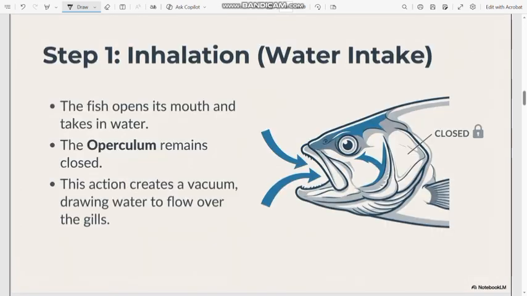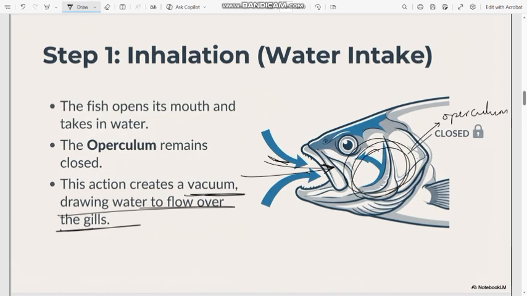So the fish opens its mouth. The operculum is closed. Take note. This is the operculum. The operculum is closed when the fish takes in water in its mouth. And so by taking in water into its mouth, there's a vacuum drawing the water to flow over the gills. Remember, the operculum is closed.